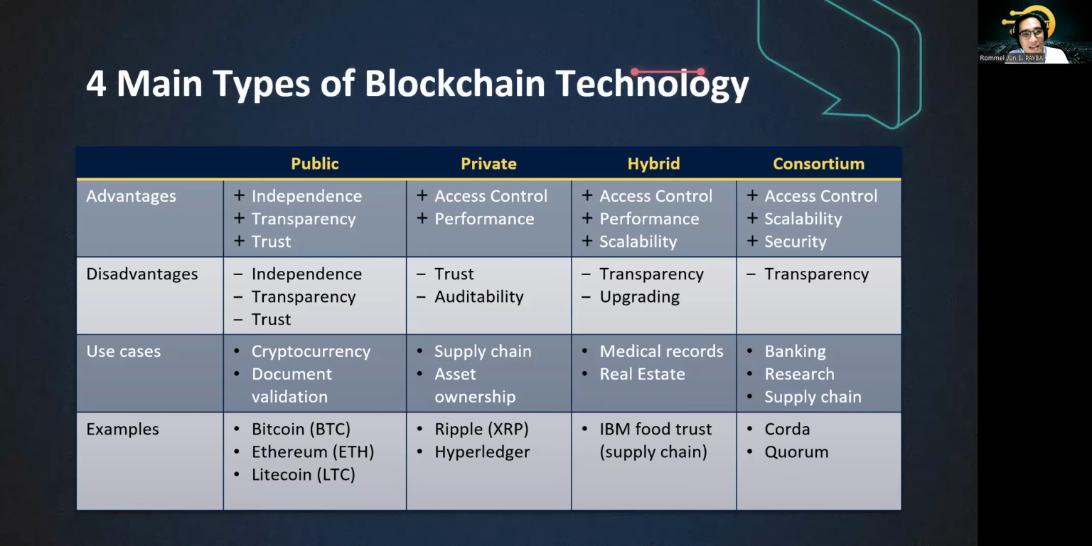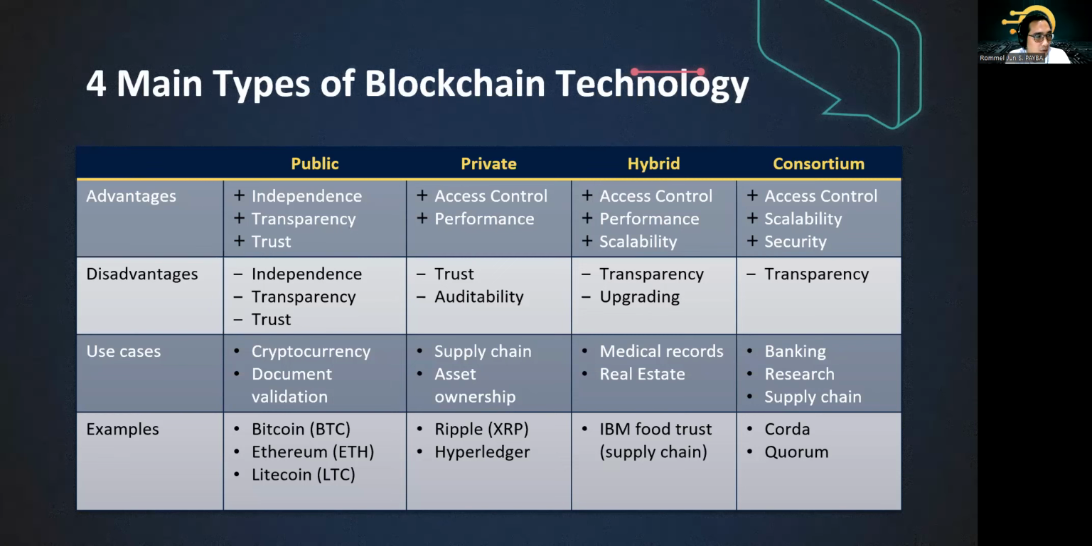I think I messed up the disadvantages here. These are the disadvantages of the public blockchain. Sorry for that. In private, you have access control and performance, but the disadvantage is trust because you might not be able to make sure. Yeah, I think I copy pasted it and forgot to change it. Sorry about that. So in private, you might not be able to trust the ones who are in control of the network. So that's a disadvantage on that part.